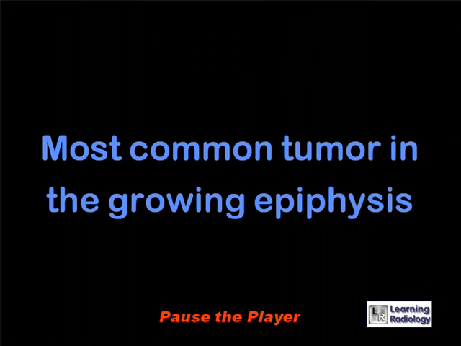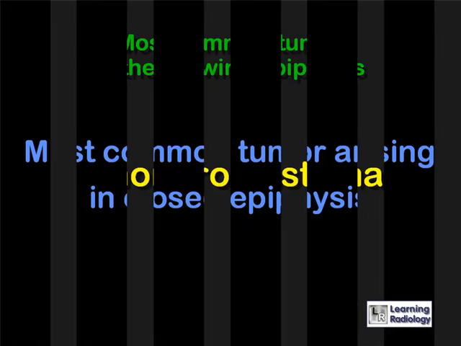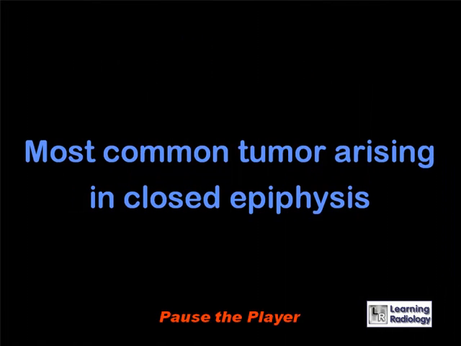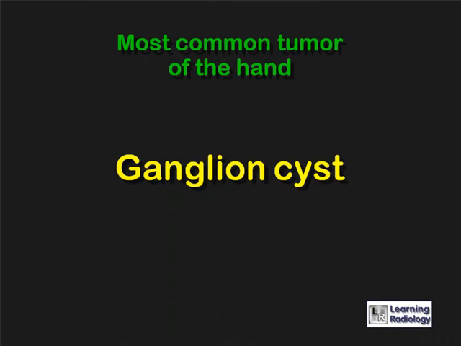What is the most common tumor that originates in a growing epiphysis? A chondroblastoma. What is the most common tumor arising in a closed epiphysis, in an adult? A giant cell tumor. What is the most common tumor of the hand? A ganglion cyst.